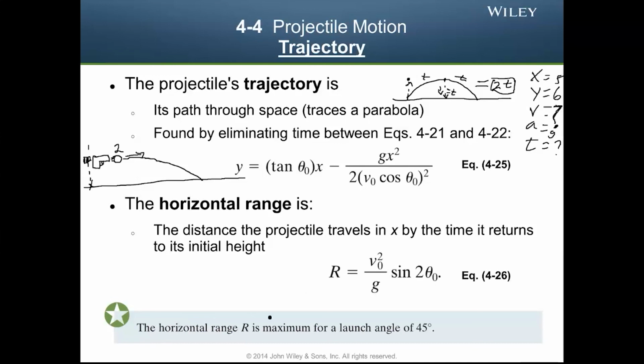And then, of course, it says the horizontal range R is a maximum for launch at 45 degrees. So just a little piece of information. Anytime you want to find the optimal distance something travels, a 45-degree angle is the optimum. If you shoot it too high, it's going to take less of a path. If you shoot too low, same deal. It's going to take a smaller path. So 45 is the optimal, and that'll make it go farther.